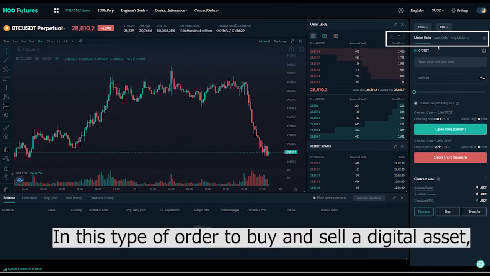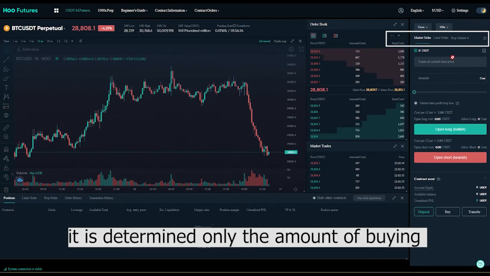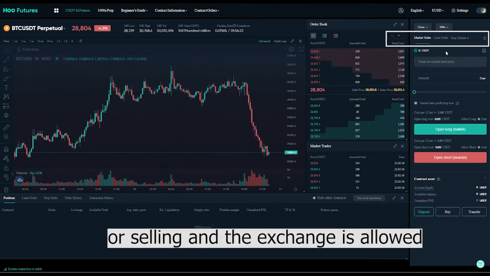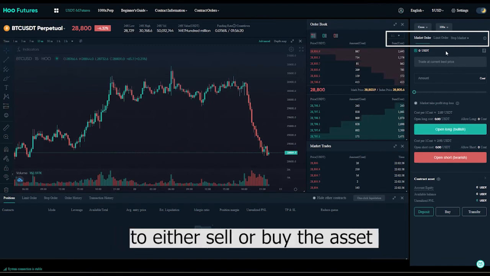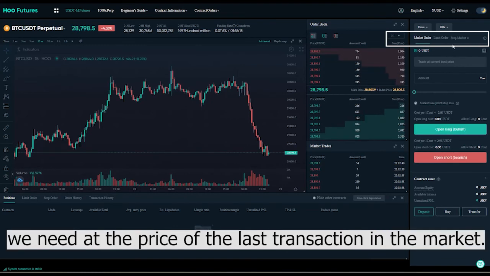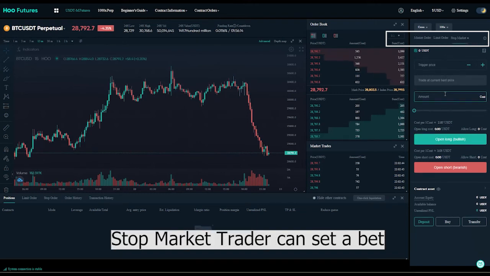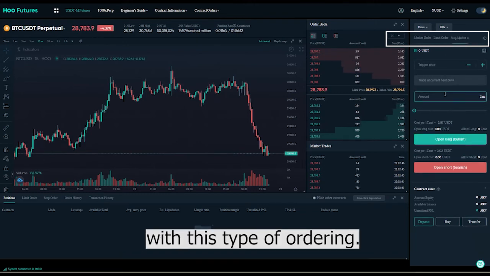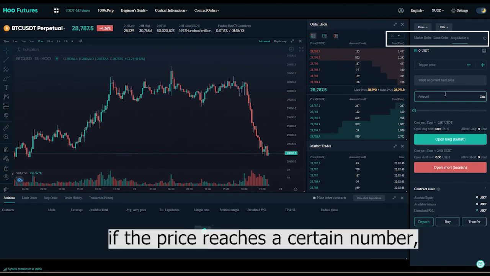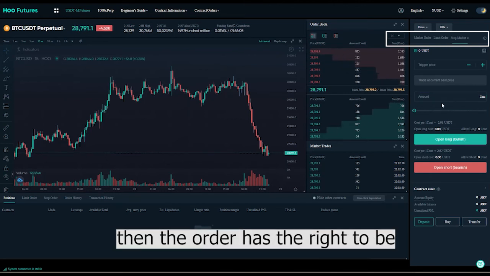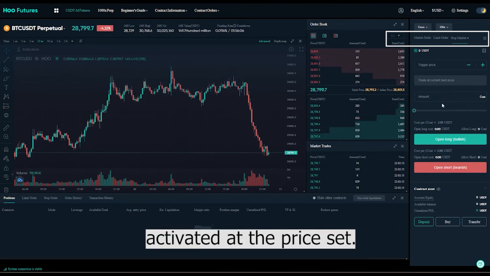Market order. In this type of order to buy and sell a digital asset, only the amount of buying or selling is determined, and the exchange is allowed to either sell or buy the asset when needed at the price of the last transaction in the market. Stop market: the trader can set a condition with this type of ordering. For example, if the price reaches a certain number, then the order has the right to be activated at the price set.